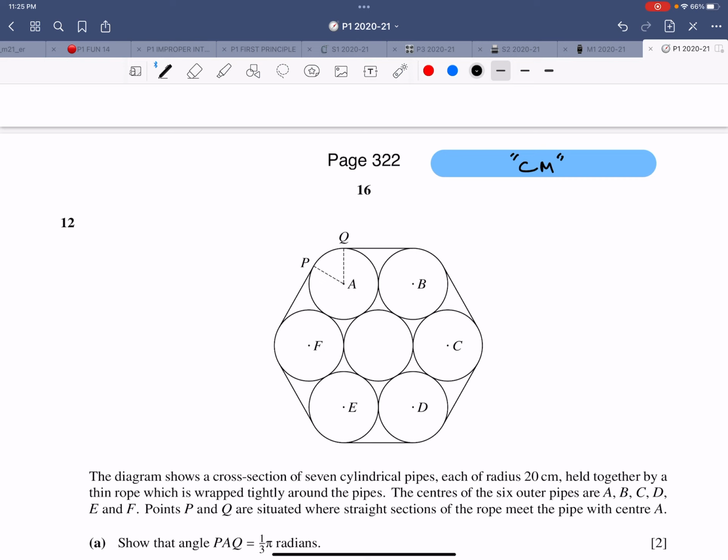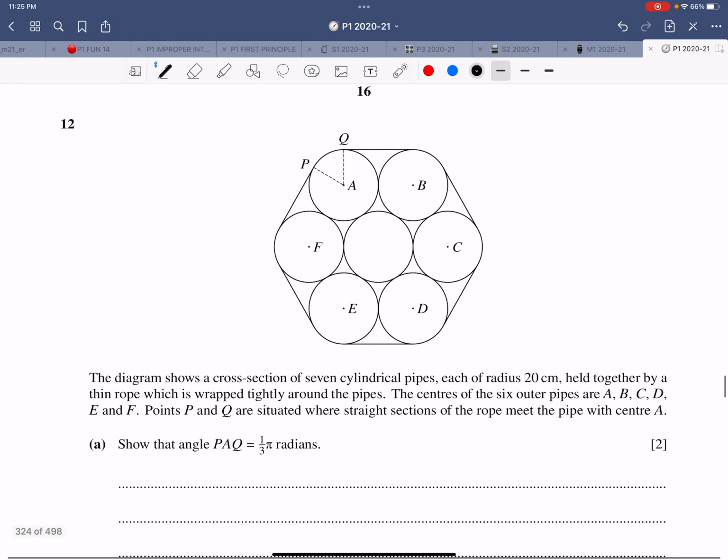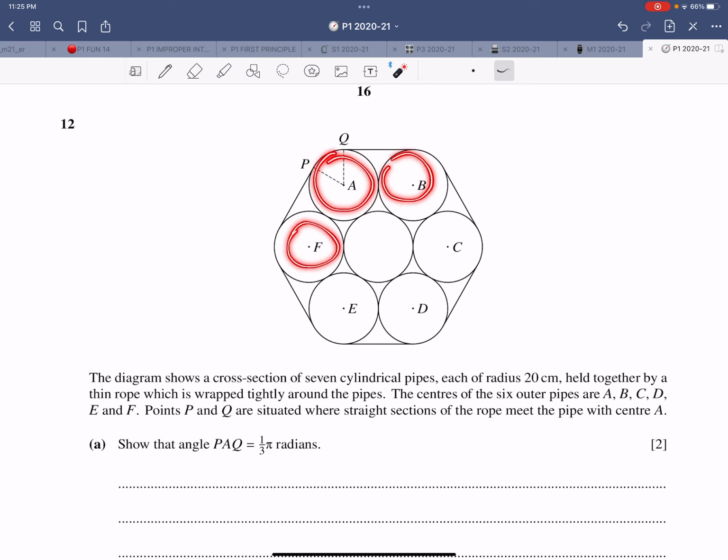The diagram shows a cross section of 7 cylindrical pipes: 1, 2, 3, 4, 5, 6, 7. These are 7 cylindrical pipes, each of radius 20 centimeters. This is 20, this is 20, this is 20, this is 20, this is 20. Now why am I labeling everything? Because I need every single detail over here.